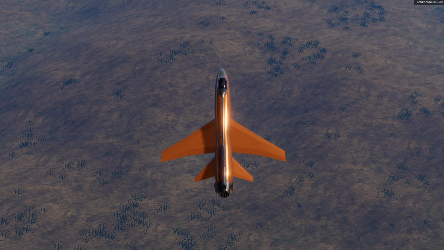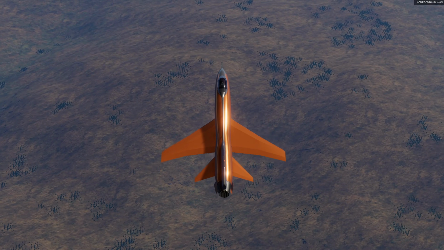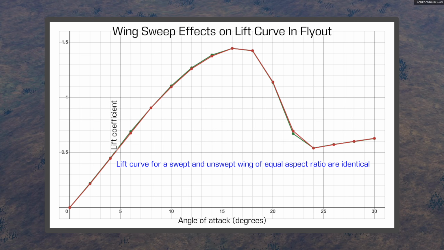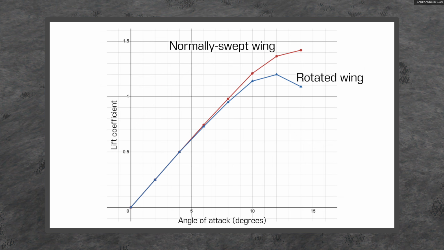Next, I will cover the effects of wing sweep on a wing's lifting and stalling properties. These are not currently modeled in-game, but are still good to be aware of. There is a minor difference in lift if one simply rotates the wing part and matches the shape for a normally swept wing, but it is nowhere near the expected behavior.